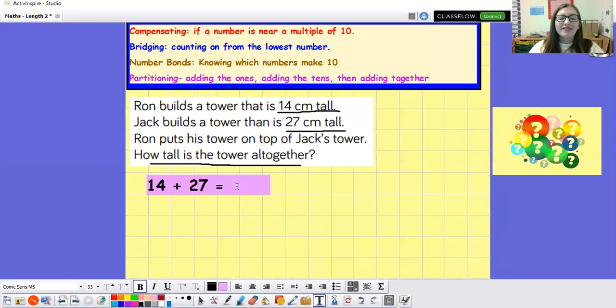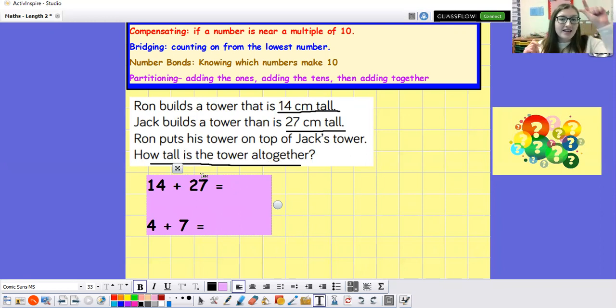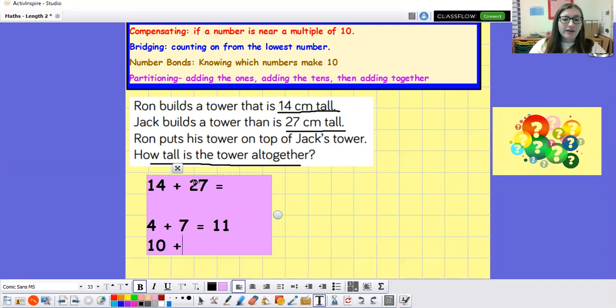Okay, welcome back. I think I'm going to partition. So I'm going to start with my 1s. So I'm going to do 4, add, how many ones over here? Oh, there's 7. And 4 add 7, so I can do 7, 8, 9, 10, 11. And then I'm going to look at my 10s. Well, over here we've got 1 10, so that's just 10. And over here we've got 2 10s, and 2 10s are 10, 20. So 10 add 20 is 30.